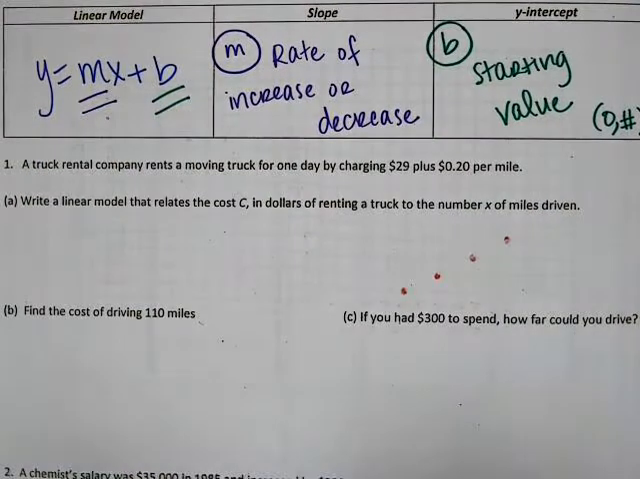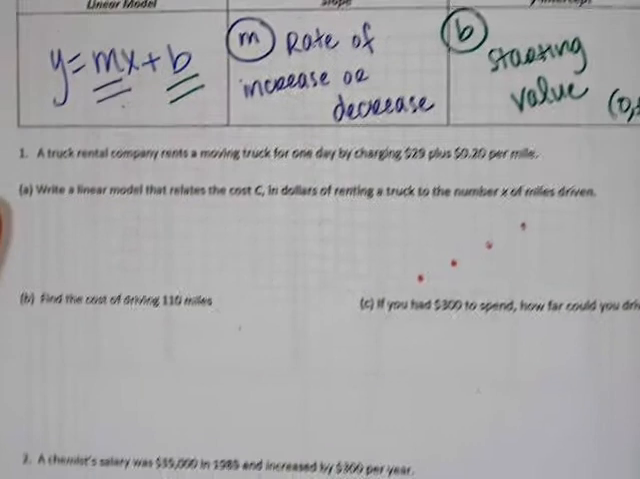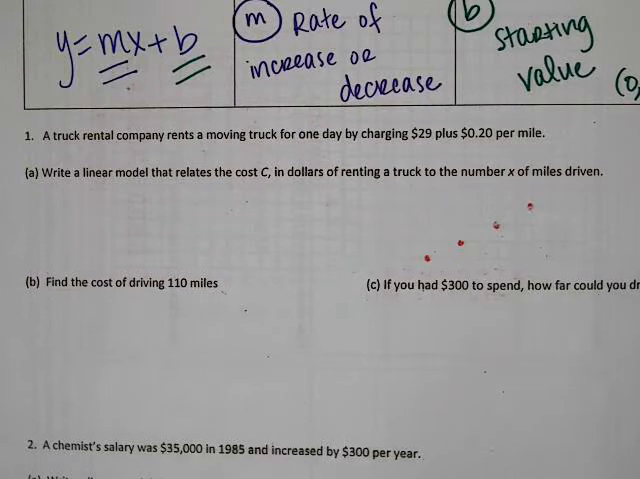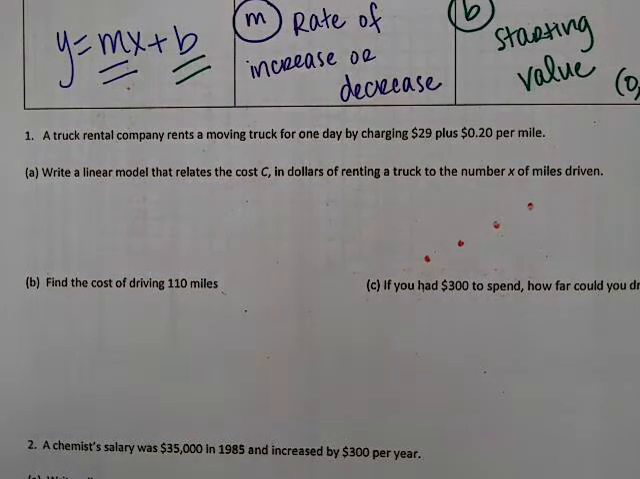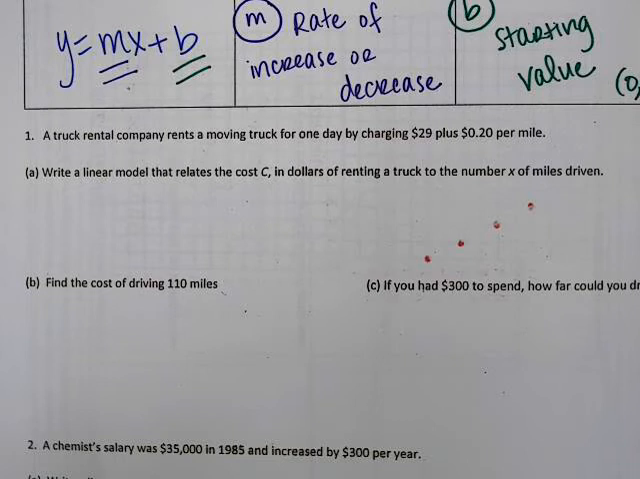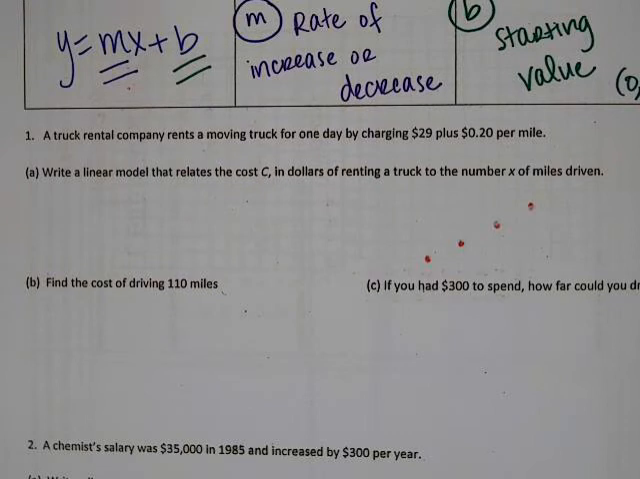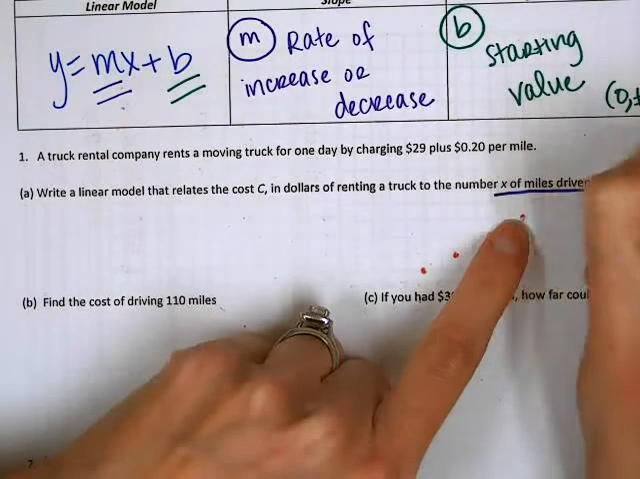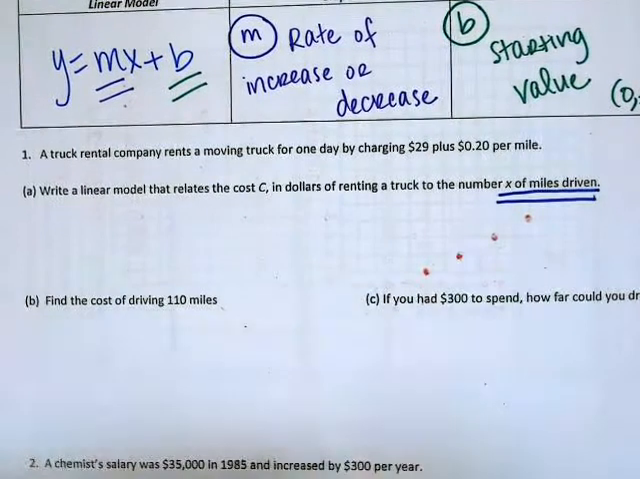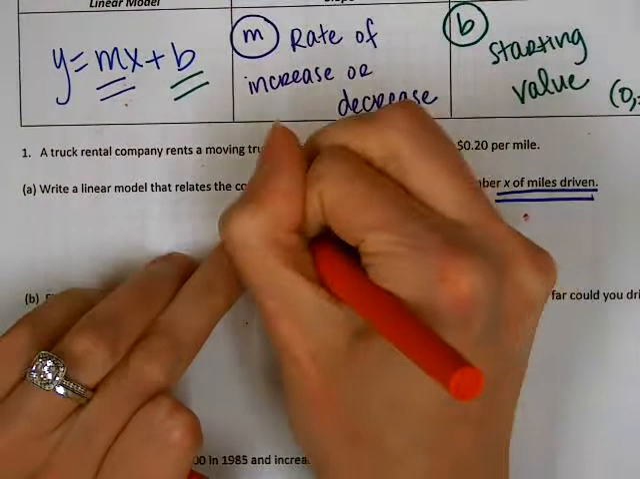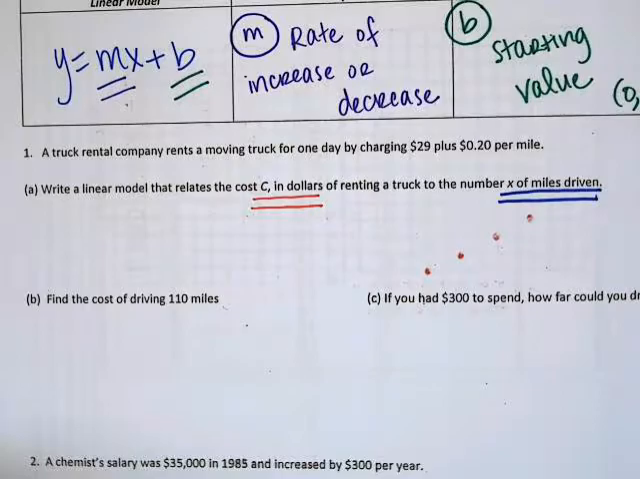It's really easy. All right, so number one, a truck rental company rents a moving truck for 1 day by charging $29 plus 20 cents per mile. The first goal is to write a linear model that relates C in dollars to X in miles. So let's write this down first. X is going to stand for miles, and C is going to stand for dollars.